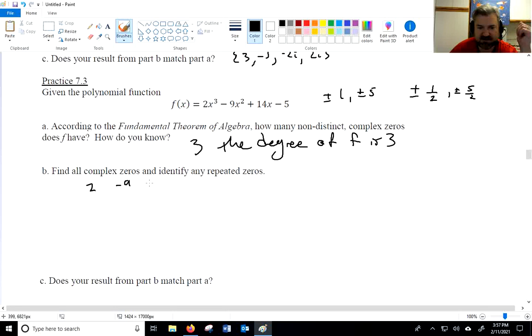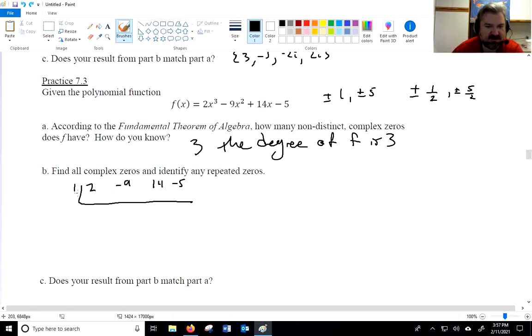2, negative 9, 14, and negative 5. I'm actually kind of thinking 1 might work. When I check it in my head, it looks like it does. So I'm going to go ahead and go with that. And 7... No, that didn't work, did it? Okay. So I'm just going to erase those.